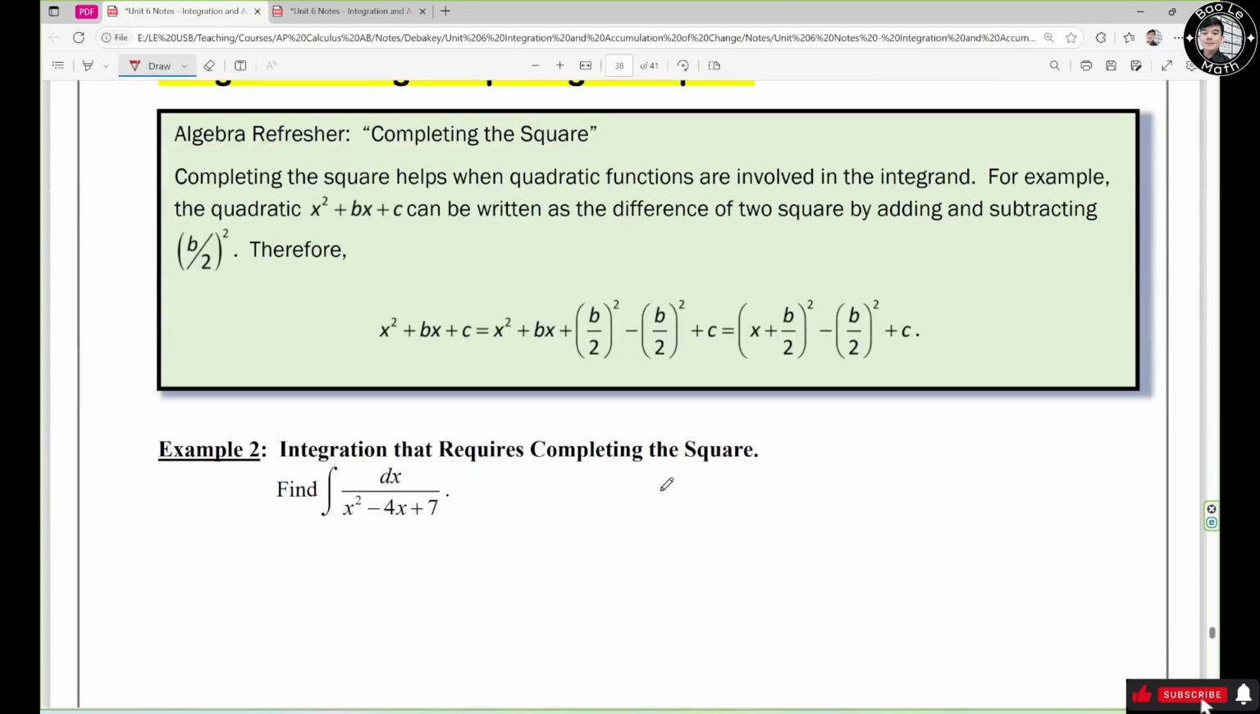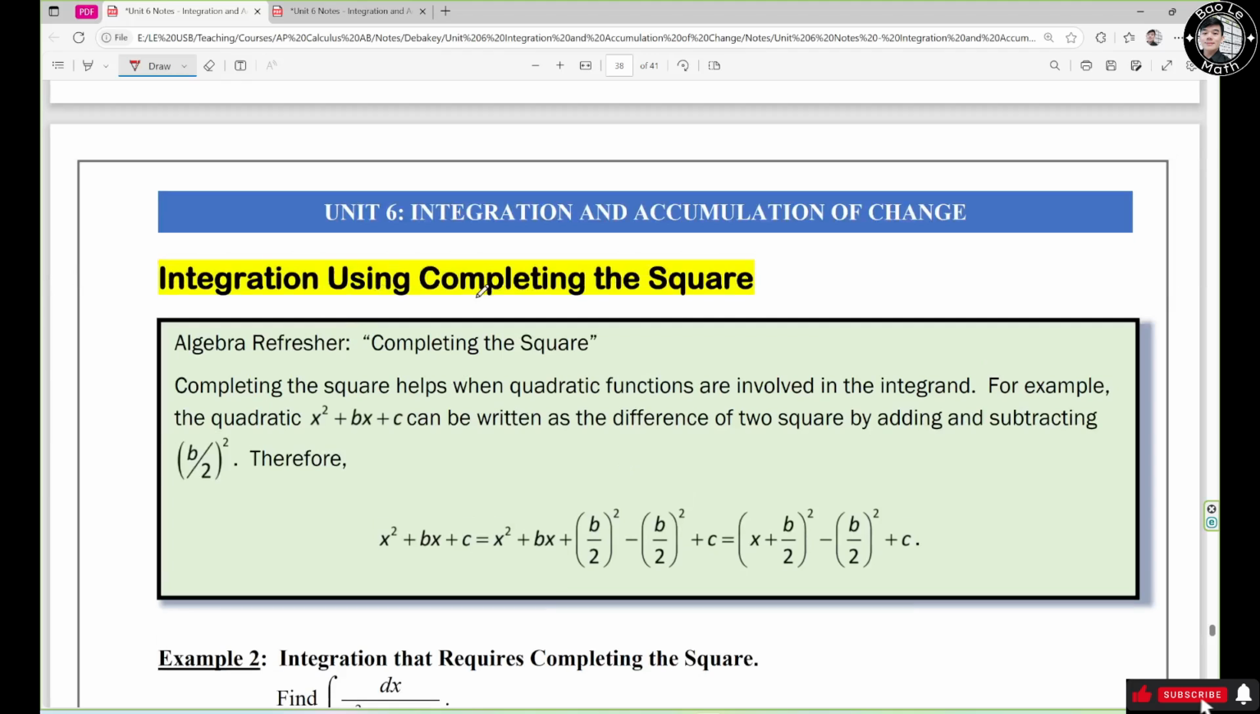Now let's move on to the next one: integration using completing the square. If I have s squared plus bs plus c, how do I complete the square? Remember, you have a squared plus 2ab plus b squared, which can be written as a plus b all together squared. Or if you have a squared minus 2ab plus b squared, it's going to be a minus b all together squared. So keep that in mind.